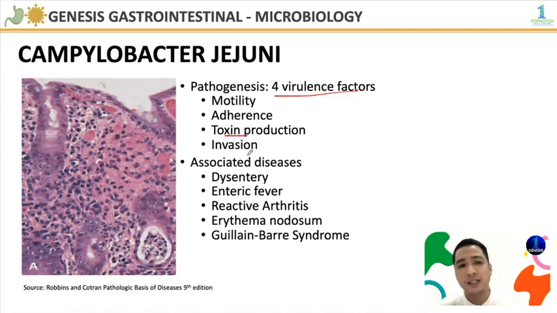In some cases, Campylobacter jejuni can also lead to dysentery. Generally, it is associated with invasion and only occurs in a small minority of patients infected with Campylobacter jejuni. Enteric fever, when of course the bacteria proliferates within the lamina propria and the mesenteric lymph nodes, there is a possibility of enteric fever. No, you're going to think of salmonella infection with enteric fever. Of course, reactive arthritis, these are extra-intestinal manifestations, other associated diseases, erythema nodosum, and Guillain-Barré syndrome.